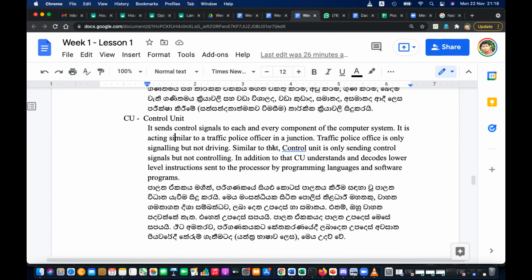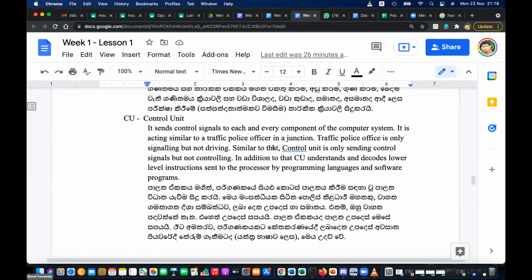Hey, do this, take this input. Now write to the hard disk, read this from the memory, write to the memory, read this from the input device, take it as a printout. Likewise, it can command and send these control signals. According to these control signals, other components are working. And also it understands the processor's language, that is the machine code, so it understands that.